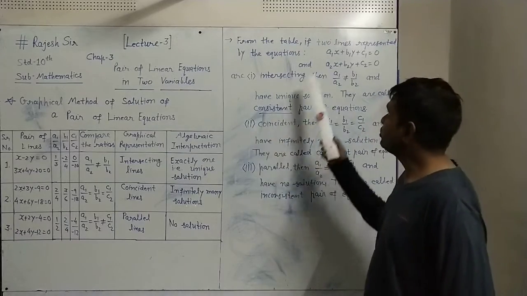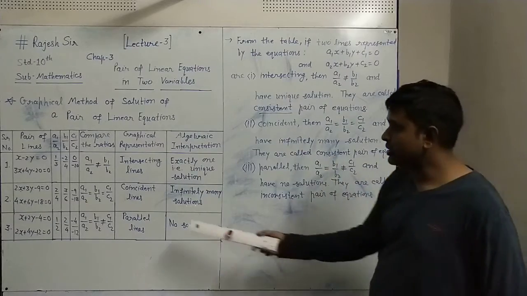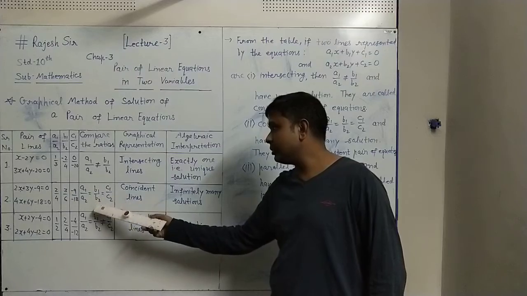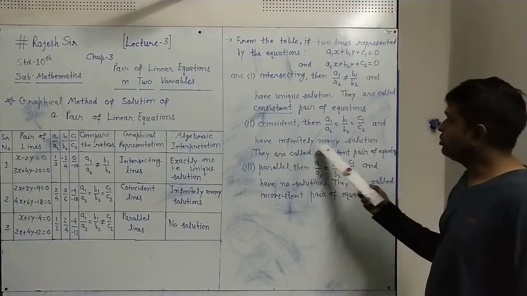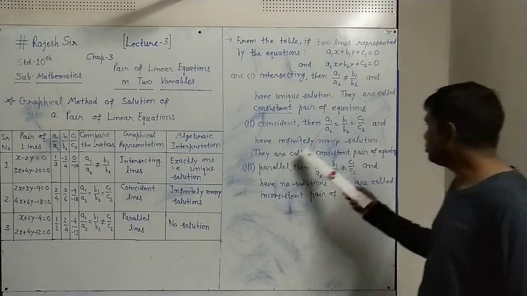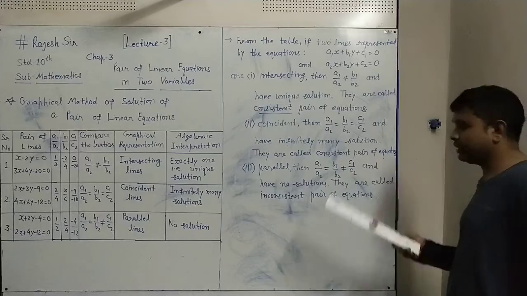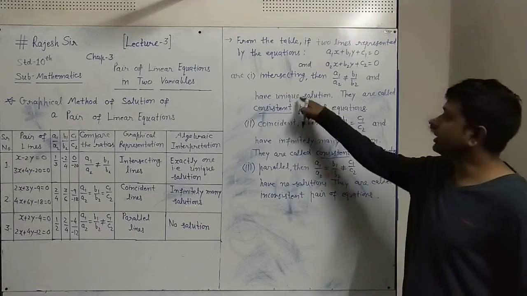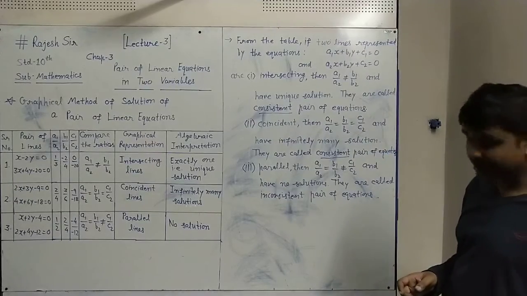Second situation, if the two lines are coincident, at that time the ratio will be a1 upon a2 equal to b1 upon b2 equal to c1 upon c2. That is different. And how many solutions will they have? Infinitely many solutions. At that time also they are called a consistent pair of equations. If they have only one solution, then they are consistent. If they have many solutions, then also they are consistent.